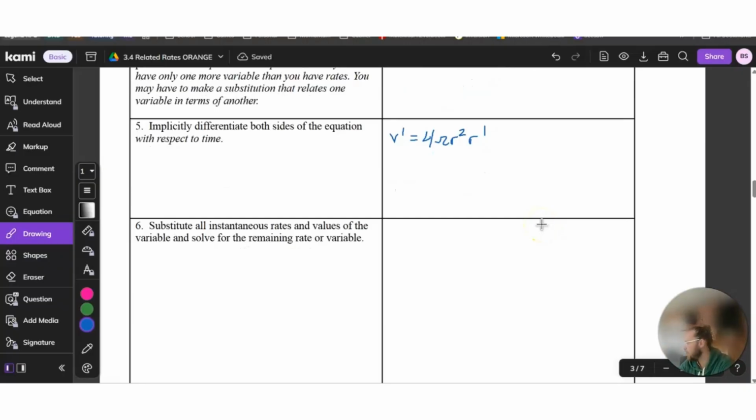And then I just plug in everything I know. So what was v prime again? 230 pi, but remember it was negative because it's leaking out, equals 4 pi, what was r? What did it tell us r was? 4. And then r prime is what I'm looking for, so now I just solve for r prime. So negative 230 pi equals 4 times 4 times 4 is 64 pi r prime. How would I get r prime by itself? Divide. I already heard several of you say it, so we'll just do it. Good.